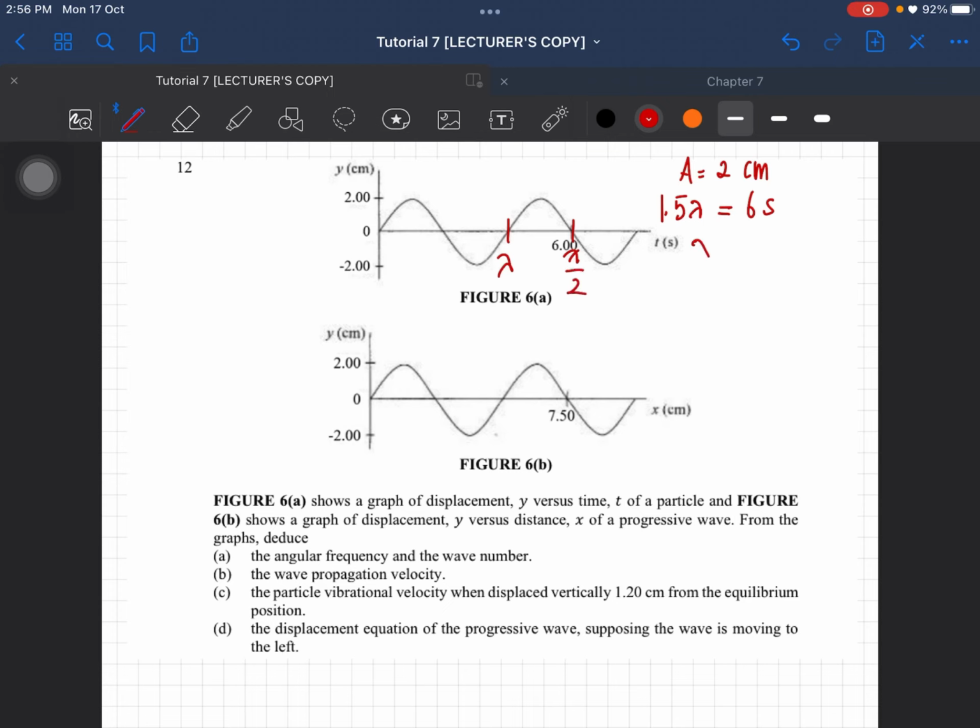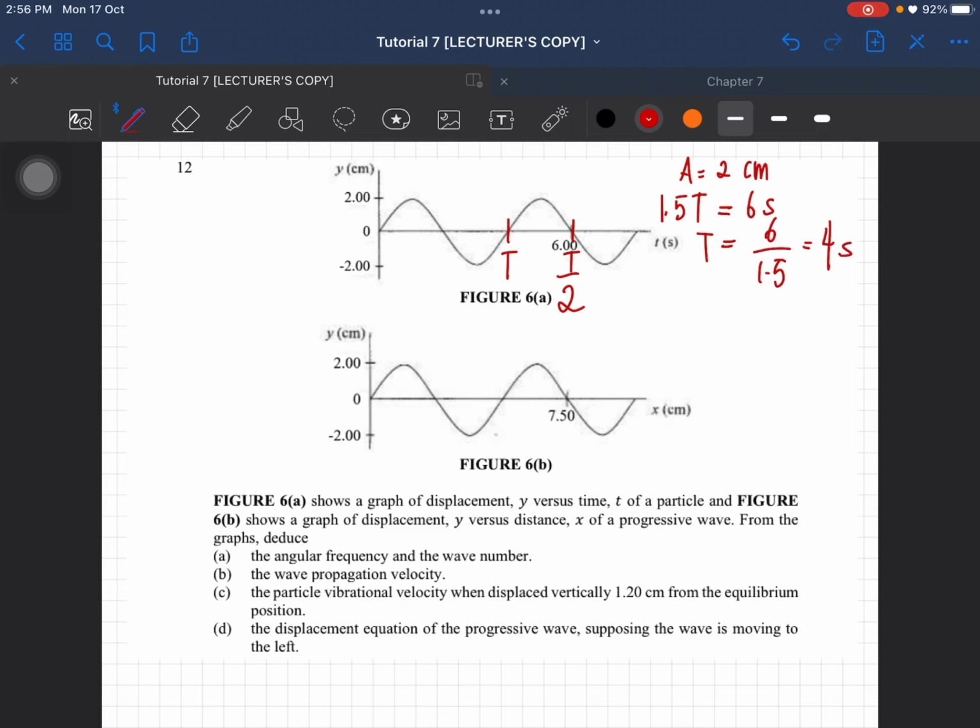Sorry, period. This is one complete cycle, and this is half a complete oscillation. So add these two together, you will get 1.5 T equal to 6 seconds. So what is the value of T? T is equal to 6 divided by 1.5, which is equal to 4 seconds. So that is the period.